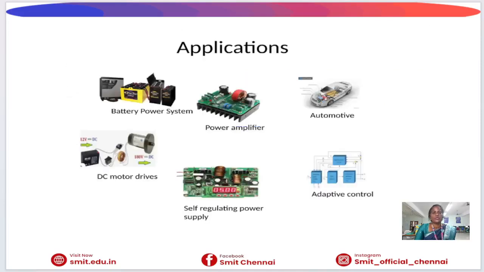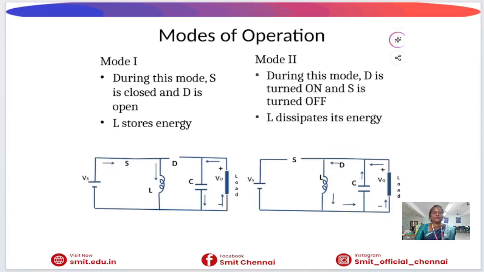This slide shows some important applications of buck boost converters. They are used in battery powered systems where the battery voltage changes during charging and discharging. They are commonly used in power amplifiers, automotive electronics, DC motor drives, adaptive control systems and self-regulating power supply systems. The ability to both step up and step down voltage makes the buck boost converter highly flexible for renewable energy and portable electronic applications. The buck boost converter operates in two modes.